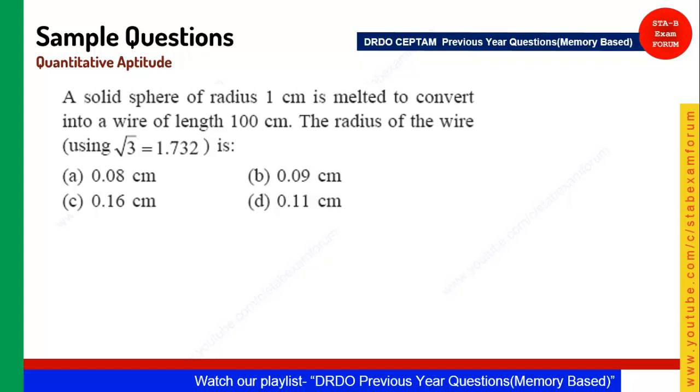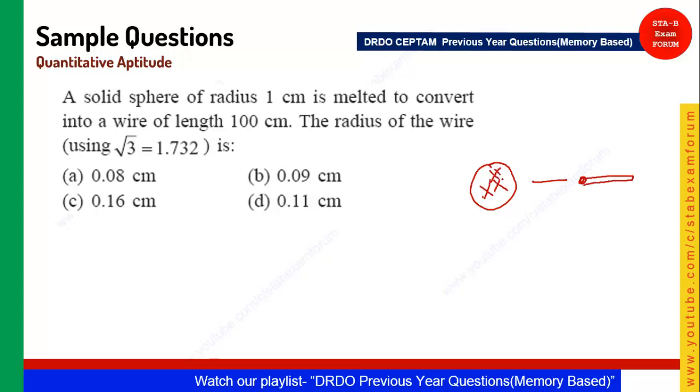Time's up. So what he is saying: a solid sphere of radius 1 centimeter is melted to convert into a wire of length 100 centimeter. The radius of the wire is what? So you have one sphere, a solid sphere, like a solid ball. You convert it into a rod or a wire. So the wire will be your cylindrical length, and this one is the solid sphere.